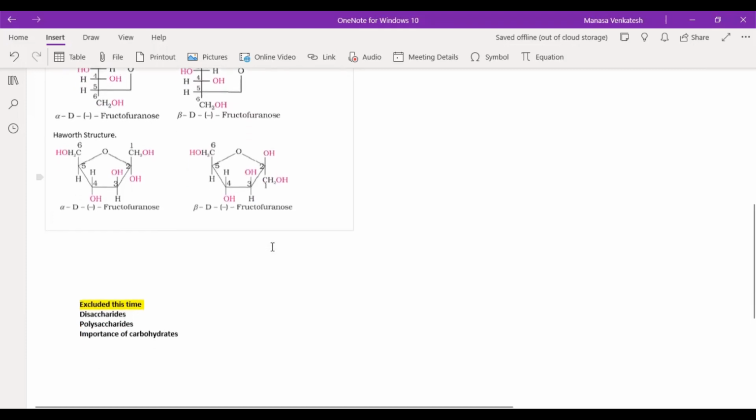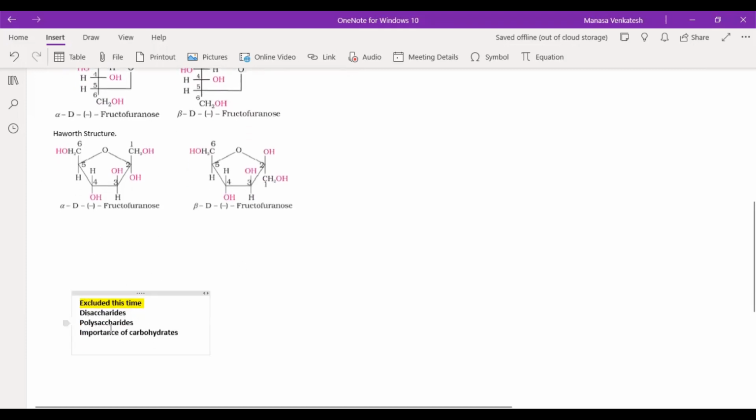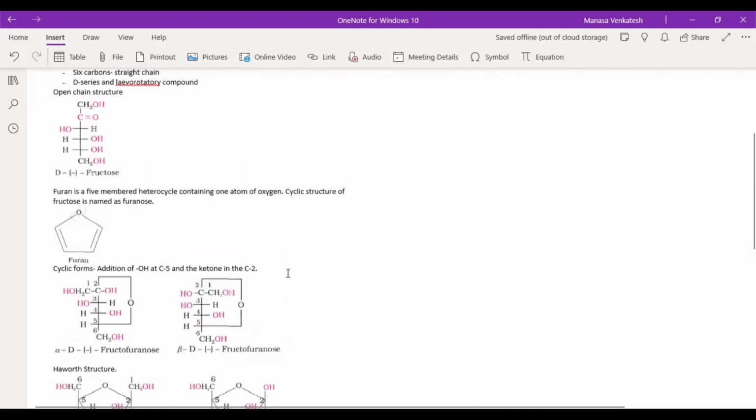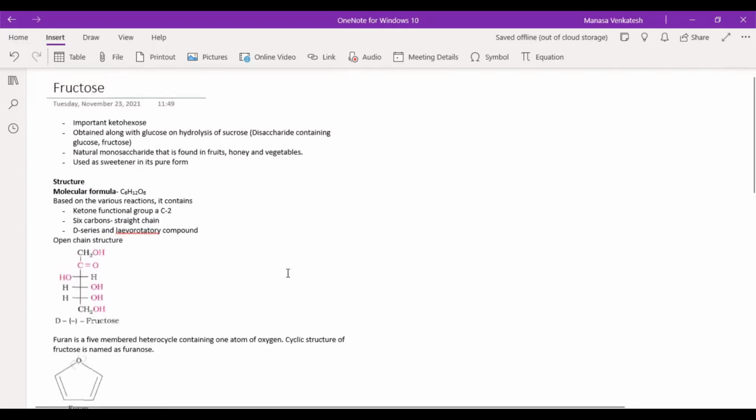Now, the excluded syllabus this time is disaccharides, polysaccharides, and importance of carbohydrates. And so we are not covering that in this recap of the entire chapter.